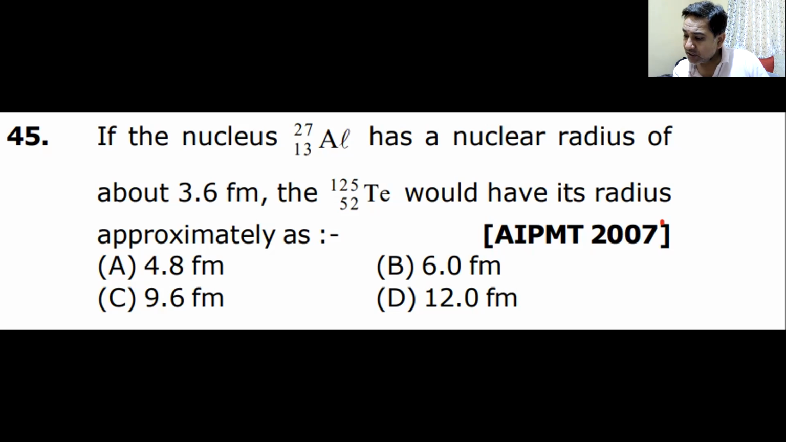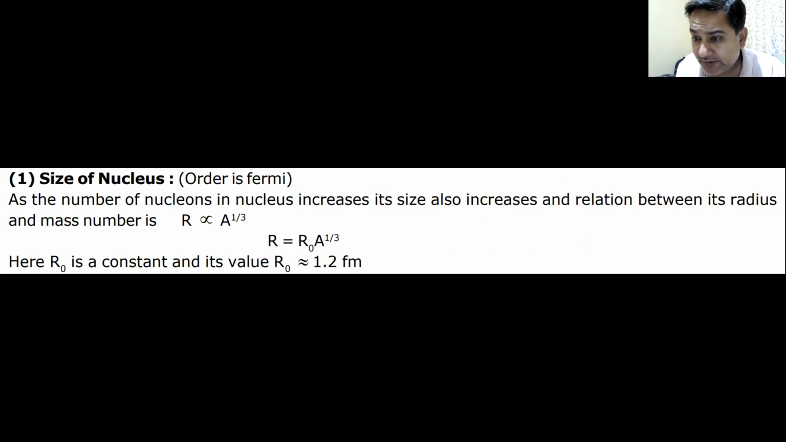Do we remember it, or have we forgotten what we had done? You can go back to the past and see it. I will help you go to the past because I have the time machine. And this is what we had seen: the radius of a nucleus is directly proportional to the mass number raised to the power 1/3. Yes or no?